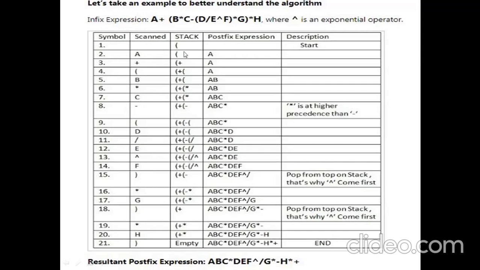Now the next scan is C. C is an operand, so it is entered into the postfix expression. After that, the next is minus, so we enter it into the stack. Compared to star, the precedence of minus is lower, so we pop the star and copy it into the postfix expression, and minus takes the place of star in the stack. Star is added to the postfix expression because star has higher precedence than minus.